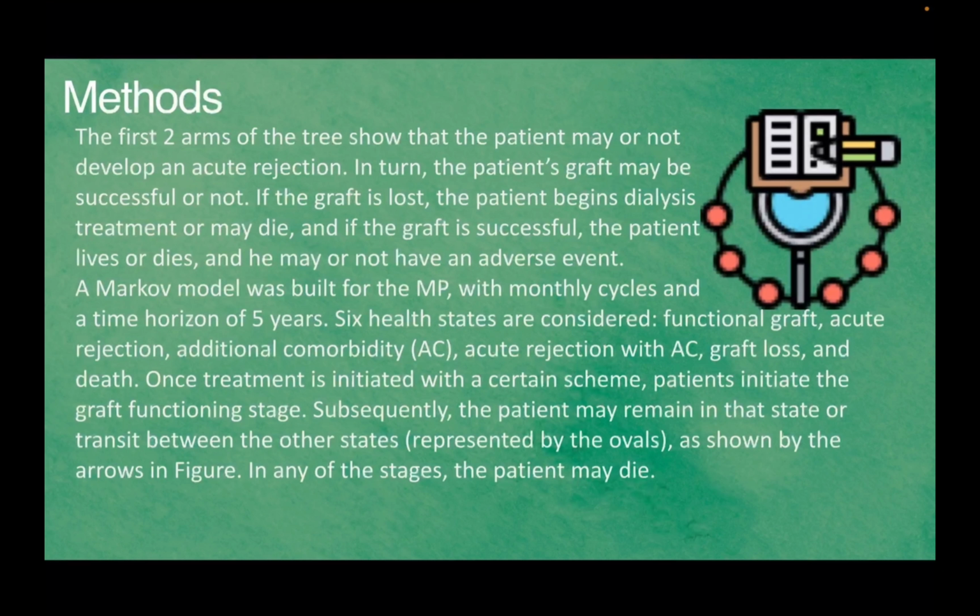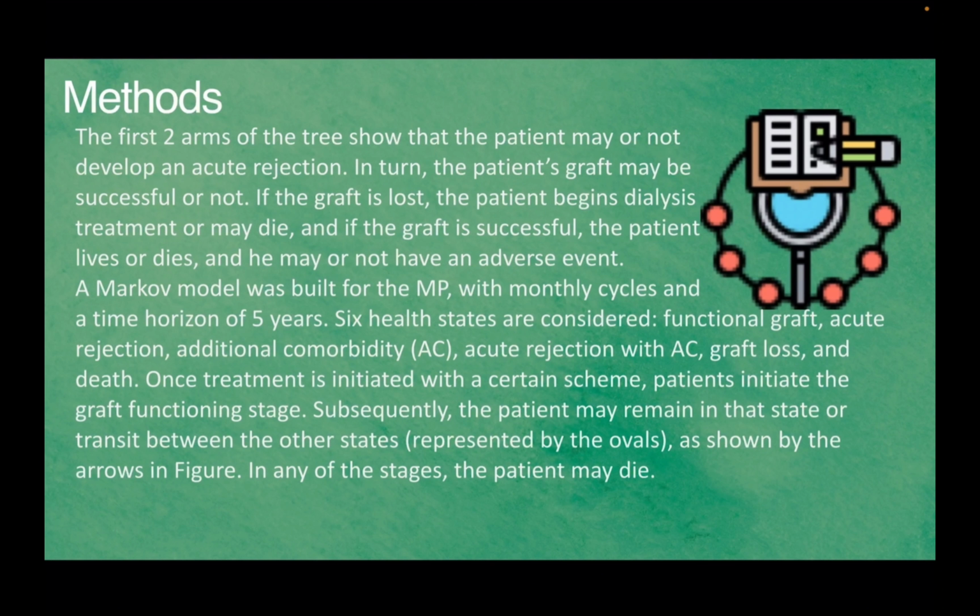The first two arms of the tree show that the patient may or may not develop an acute rejection. In turn, the patient's graft may be successful or not. If the graft is lost, the patient begins dialysis treatment or may die. And if the graft is successful, the patient lives or dies, and may or may not have an adverse event.